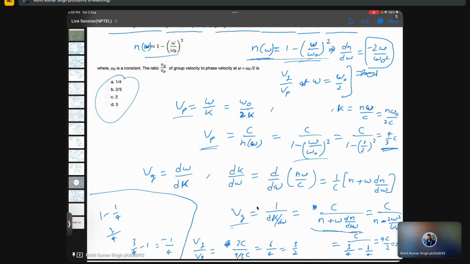But you have 2 by 4. Omega is omega naught by 2, so 2 by 4 is half. Oh, okay, this is half. Yeah, so 3 by 4 minus half. So then you have basically 4c, and so you have 12 by 4, you have 3. Yeah. So D is the correct option. Yeah, correct. Okay, thank you.